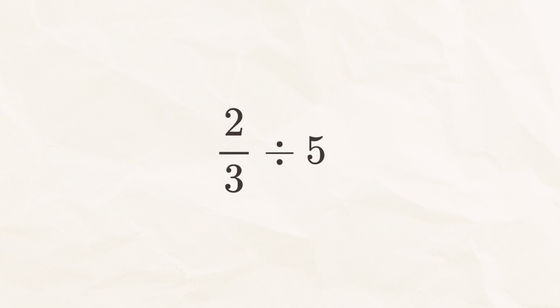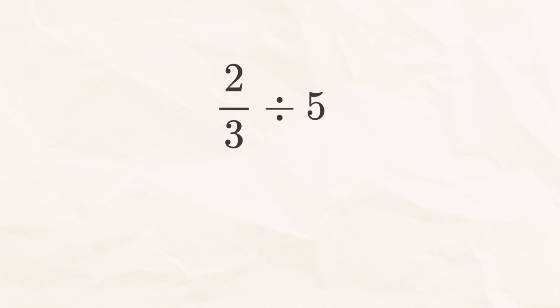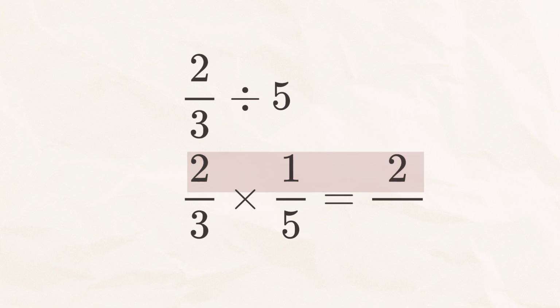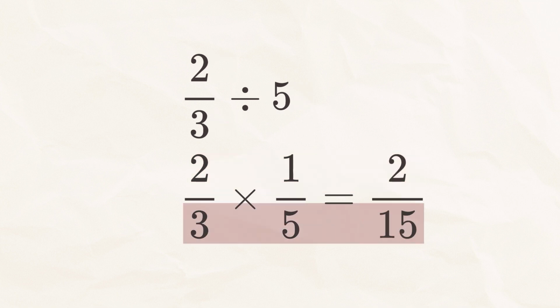Now let's divide a fraction by a whole number. 2/3 divided by 5. Change the operation from divide to multiply and flip the 5 to its reciprocal, 1/5. 2 times 1 is 2. 3 times 5 is 15. 2/15. And that's the story on dividing fractions.